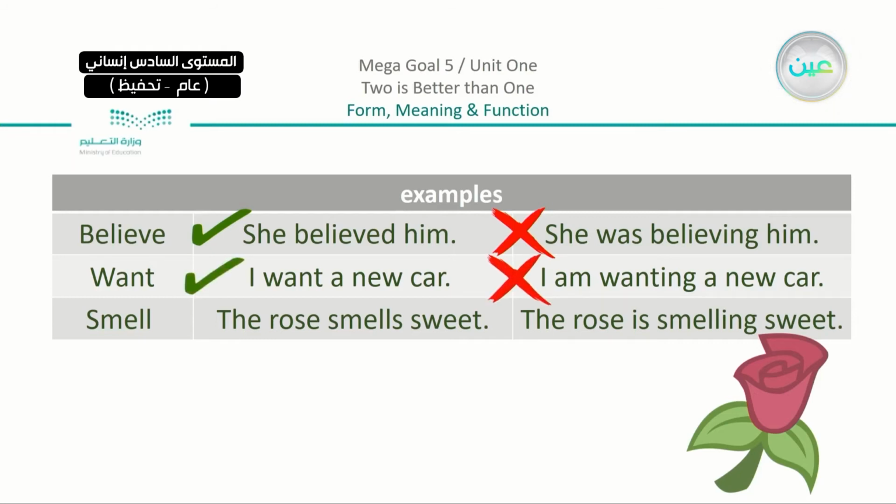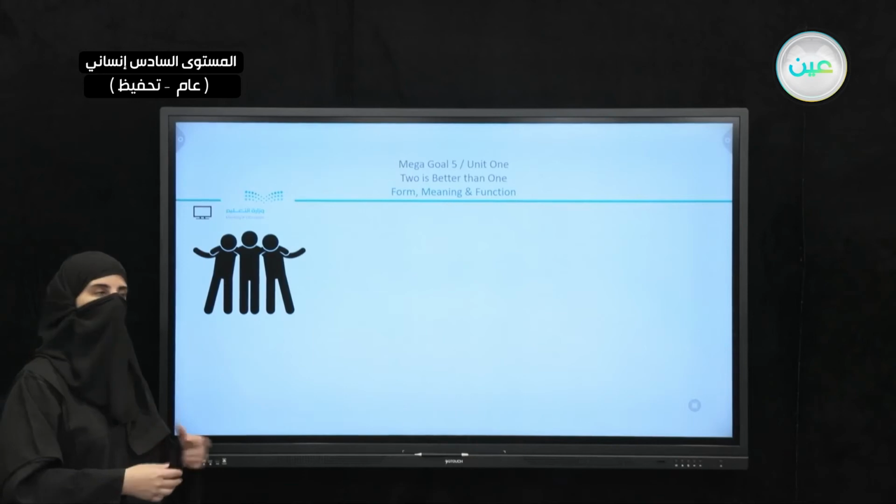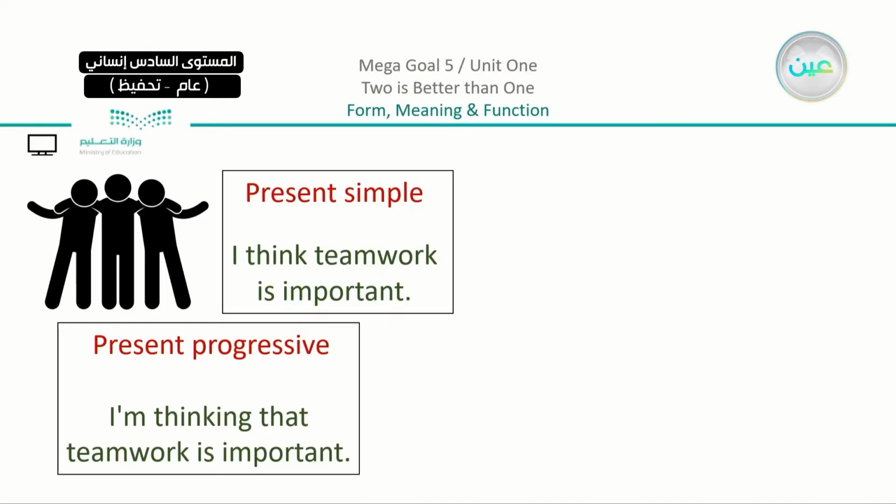The second is wrong, and the third is correct, and the other one is wrong. So you can see that mainly we use the present simple with the stative verbs here. Now we can say in general that we have the present simple. I can say that I think teamwork is important, but not the other one, I'm thinking that teamwork is important.